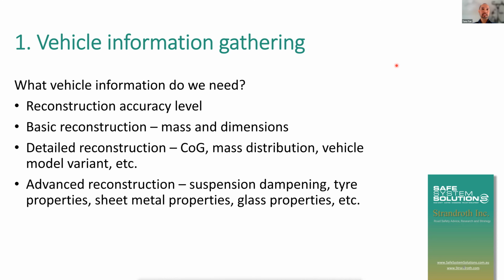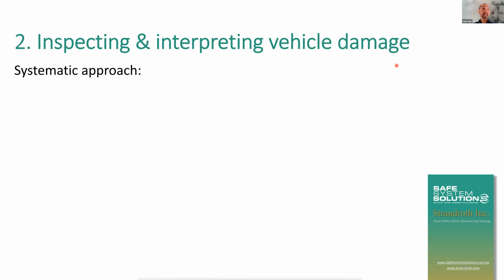For the most advanced reconstruction, you may need to start going into details such as the suspension damping rate, the tire properties, sheet metal properties, and glass properties. But again, this is probably the most advanced one, which most of us would not necessarily have to perform. But as I mentioned, we'll go through this in module 3.3 in more detail. So once we've gathered our vehicle information, the next step is to look at the vehicle itself that's been involved in the crash.